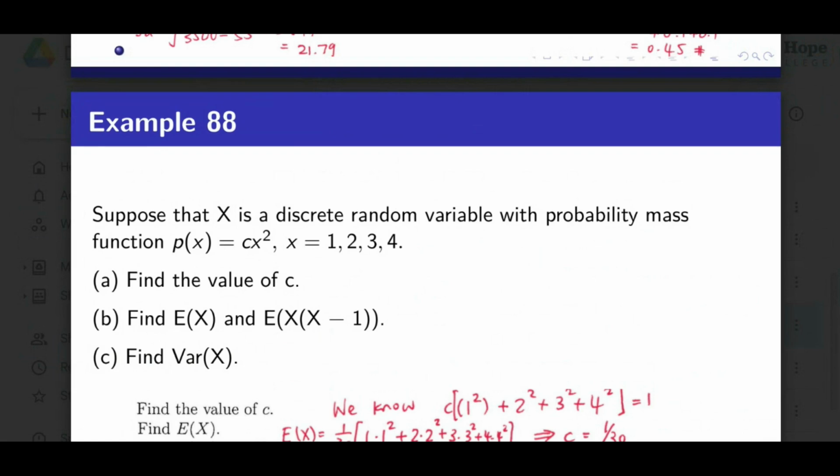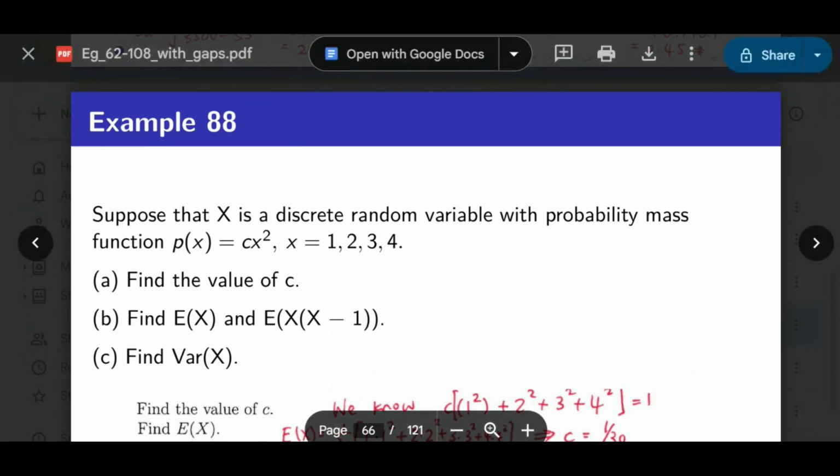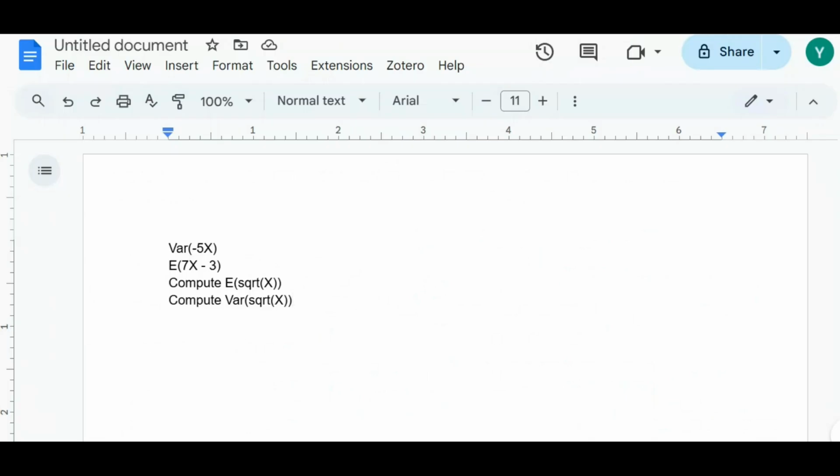Then, yeah, you need to find E of x and stuff like that. So basically, it's repeat this question for your own probability, which is very similar to this, but not exactly the same. And then additionally do these things. Compute these things as well.